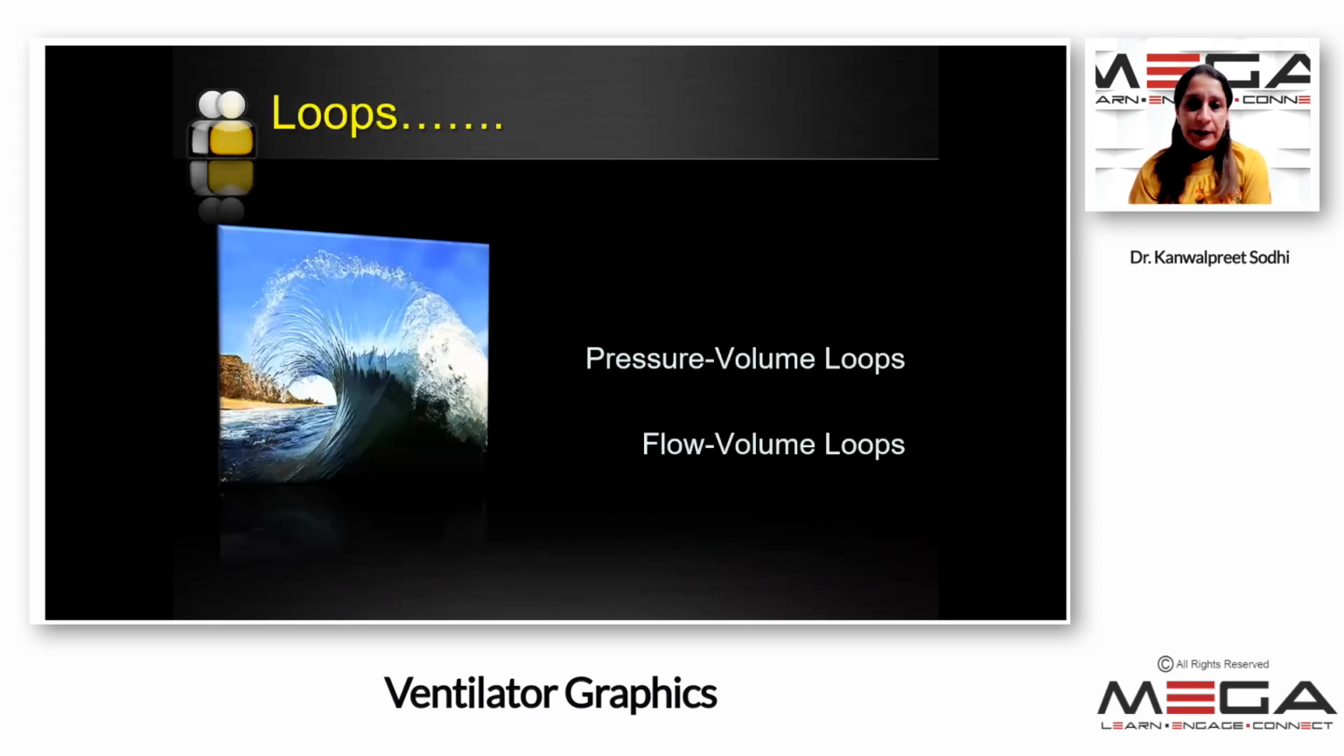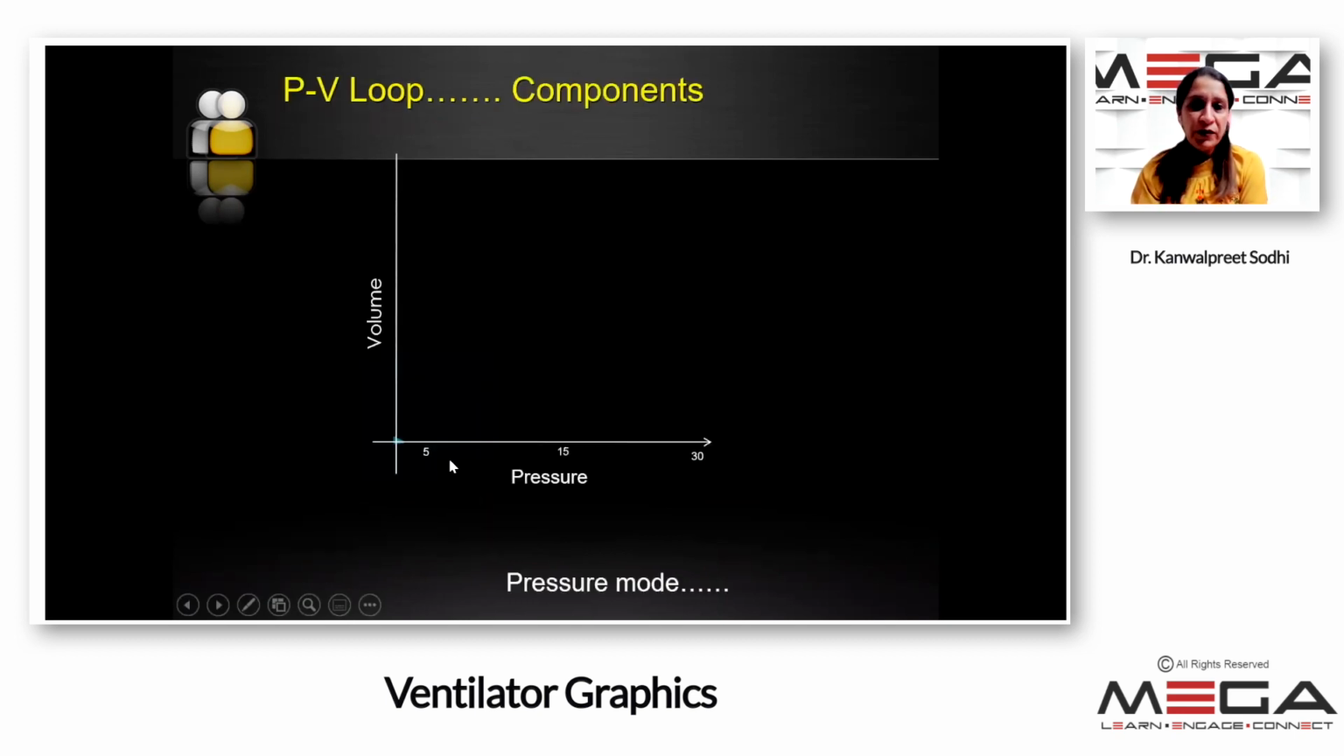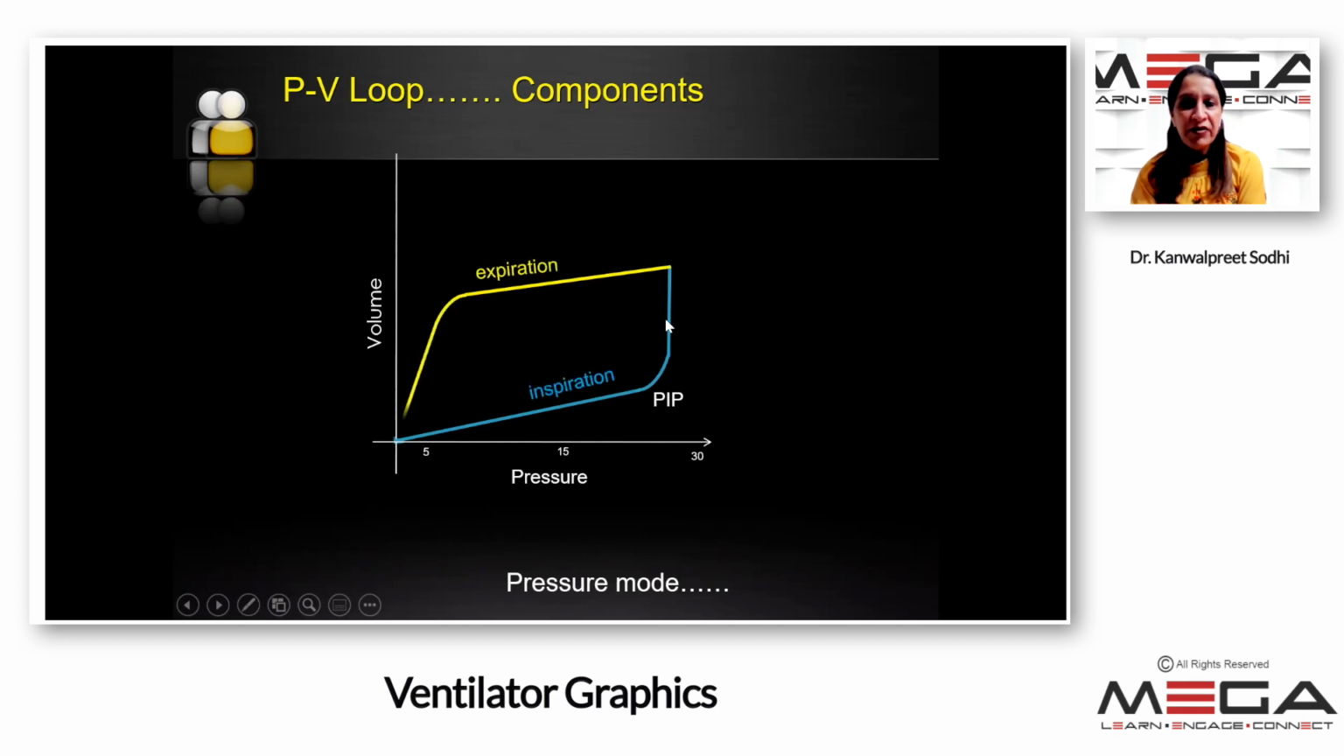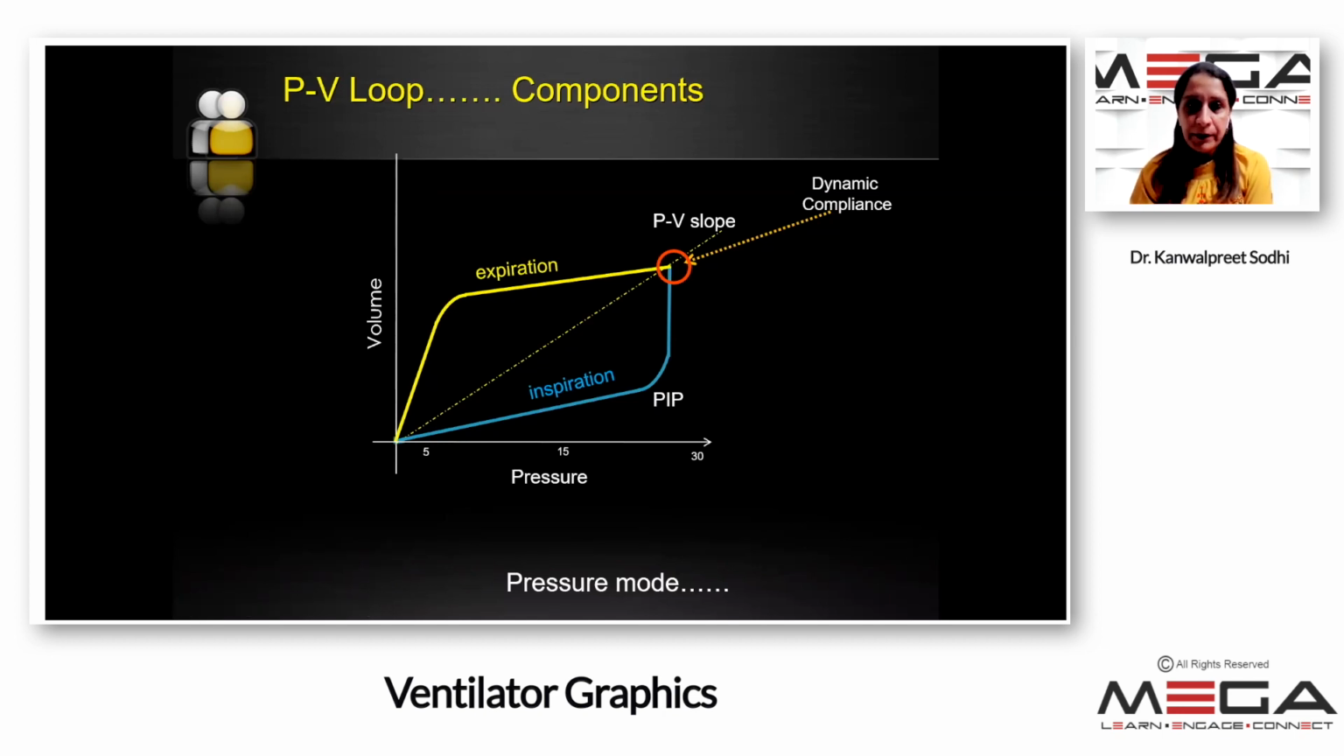Now coming to the loops, the pressure volume loops and the flow volume loops. Okay, let's talk about the pressure volume loop first. In the pressure volume loop, the pressure is on the x-axis and the volume is on the y-axis. So once the inspiration starts, the pressure and the volume both start increasing, reaching a peak inspiratory pressure. And then during the expiration, the pressure and the volume both decrease and come back to the baseline. The slope of the pressure volume loop tells us about the dynamic compliance of the system, the lung, right?